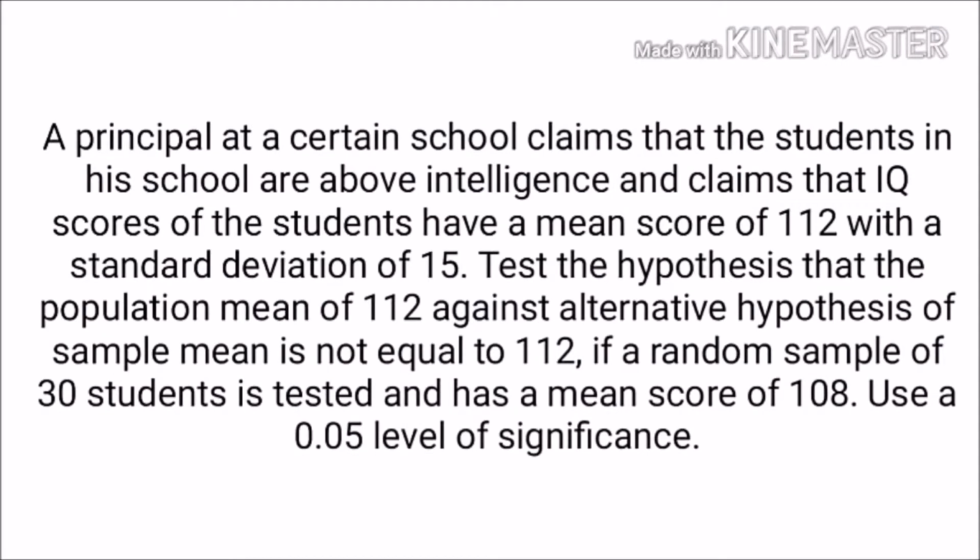A principal at a certain school claims that the students in his school are above average intelligence and claims that IQ scores of the students have a mean score of 112 with a standard deviation of 15. Thus, the hypothesis is that the population mean is 112, against the alternative hypothesis that the mean is not equal to 112. If a random sample of 30 students is tested and has a mean score of 108, use a 0.05 level of significance.